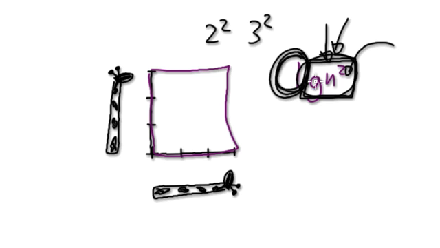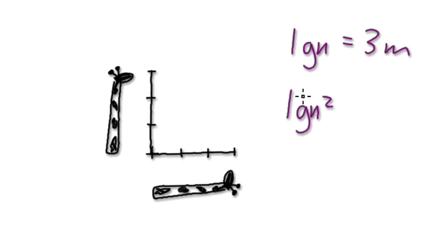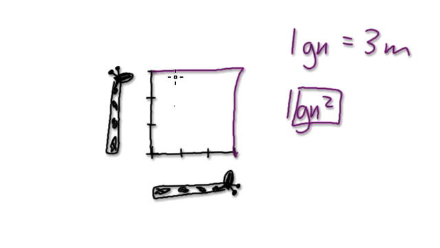You've got to look at the number. You're looking at 1 giraffe neck. Let's just say 1 giraffe neck is this whole area here. Now, 1 giraffe neck equals 3 meters. Let's just pretend from here to here is 1 meter. Now, the minute you see 1 giraffe neck squared, this is an area. So 1 area here, 1 giraffe neck, is like that.